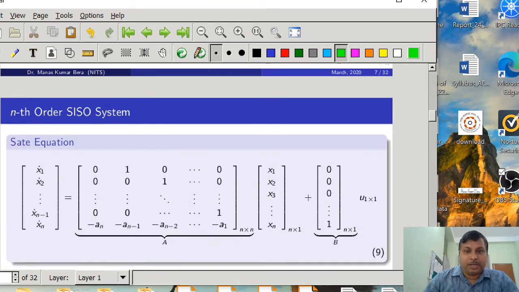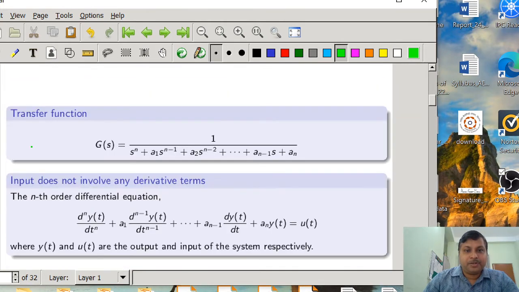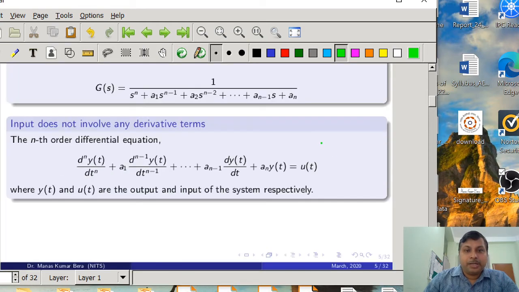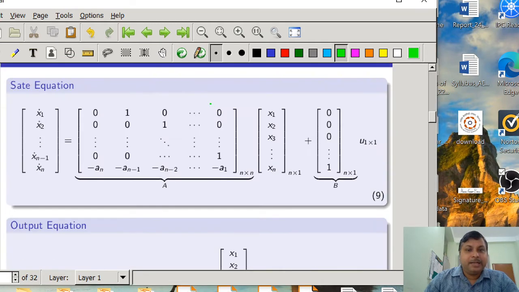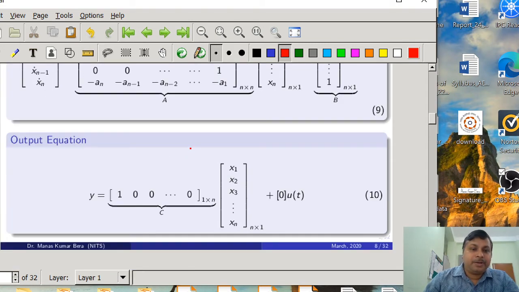in a reverse order. Now if you see the transfer function, that is s to the power n plus a1 s to the power n minus 1, a2 s to the power n minus 2, then a n minus 1 into s plus a n, and exactly in the reverse order it is in the last row of the A matrix. And the B matrix has a form where all the elements will be 0, only the last element of the B matrix will be 1, and in the C matrix the first element is 1 and all other elements will be 0.